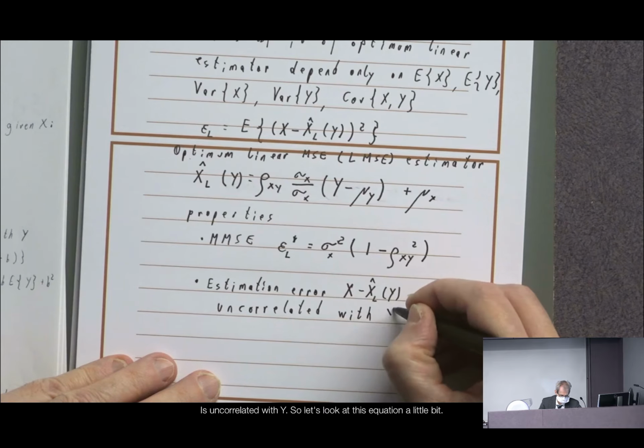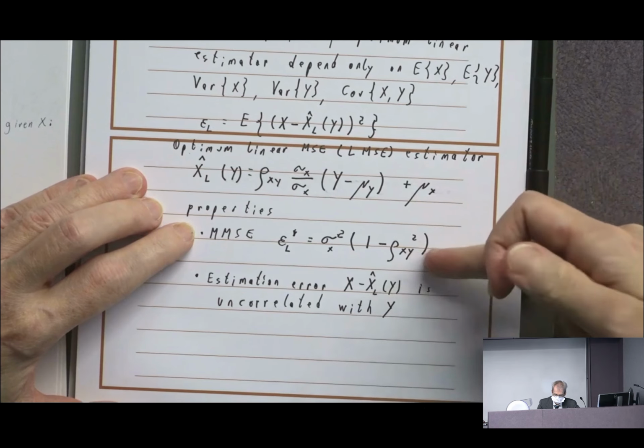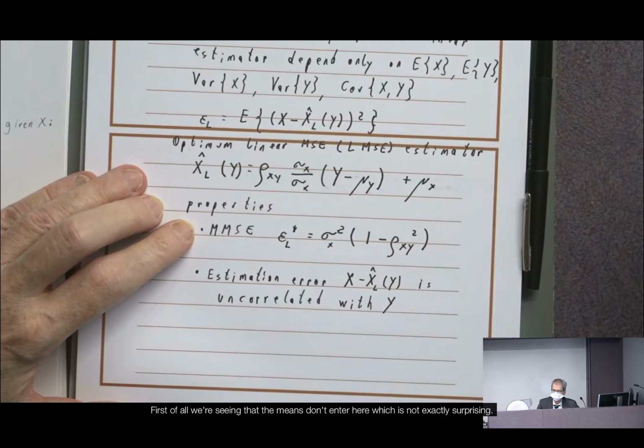So let's look at this equation a little bit. First of all, we're seeing that the means don't enter here, right? Which is not exactly surprising. If we have known means for x and y, well, the random fluctuations around them, and the error that results from those random fluctuations, are not going to be influenced by the mean.